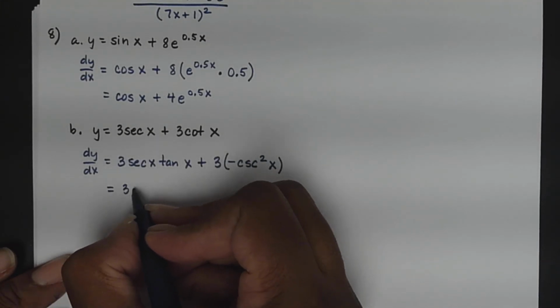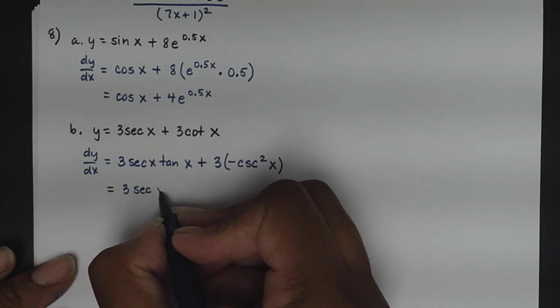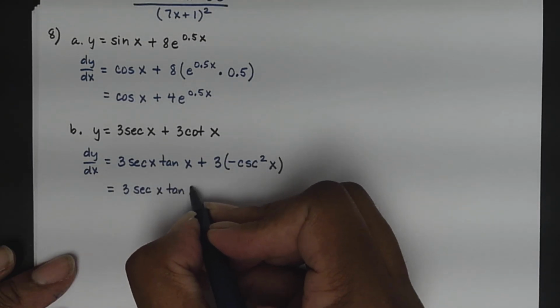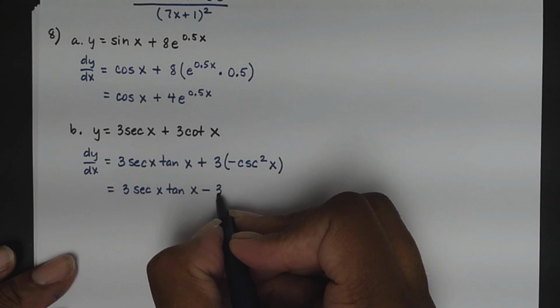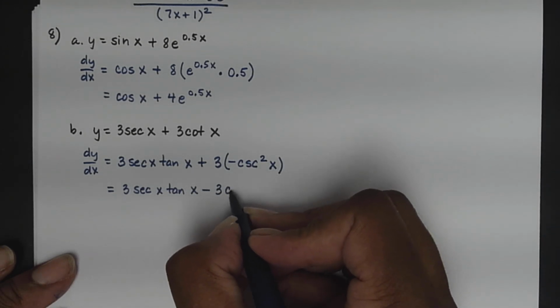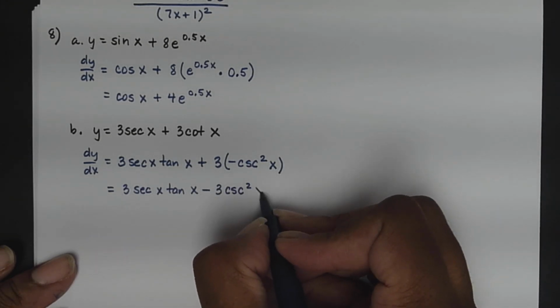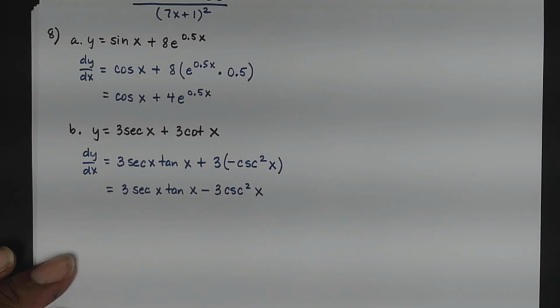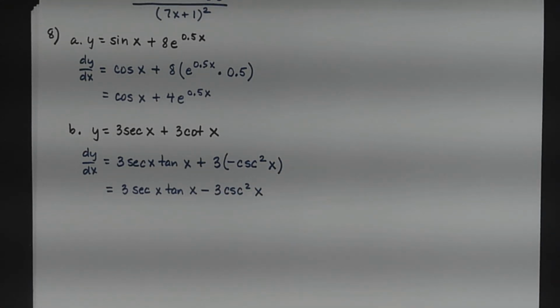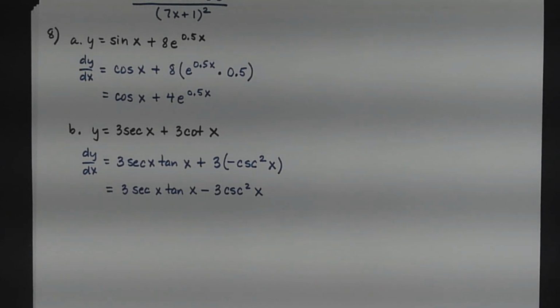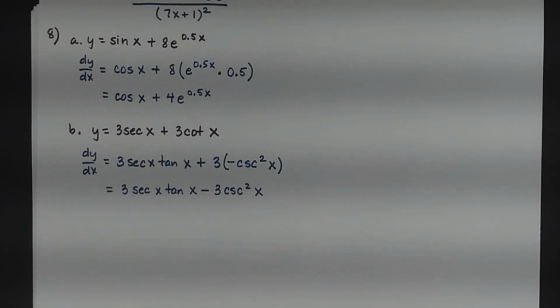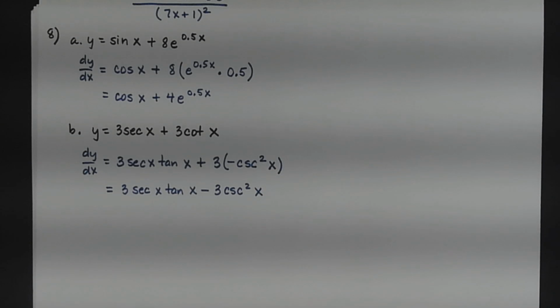So if I simplify this, this will be 3 secant of x, tangent of x. This plus sign and that minus would be minus 3 cosecant squared of x. This negative will make the plus a minus. So my final answer there would be 3 secant x tangent of x minus 3 cosecant squared of x. Okay.